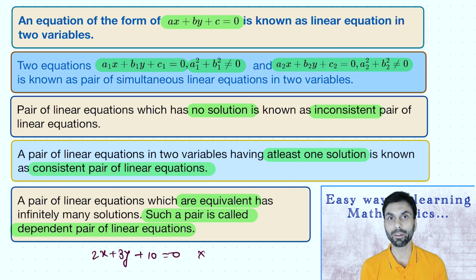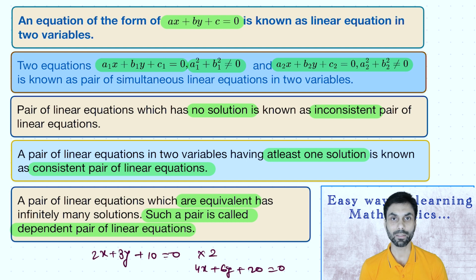For example, if here we multiply it by 2, we get the equation 4x plus 6y plus 20 equals 0, and that equation will be the dependent equation of 2x plus 3y plus 10 equals 0. That means there exist infinitely many dependent equations for a given equation.